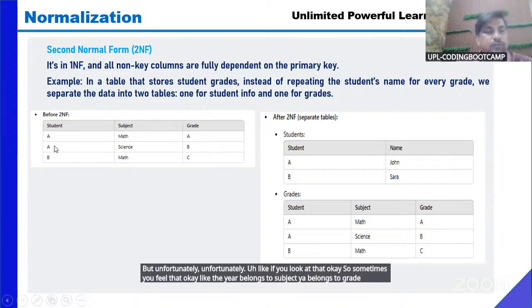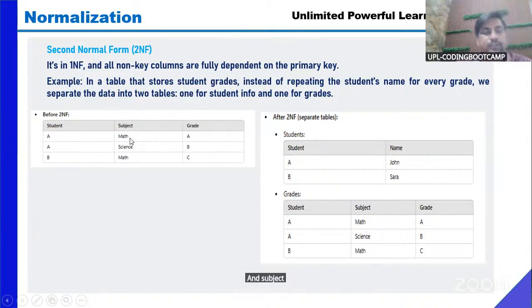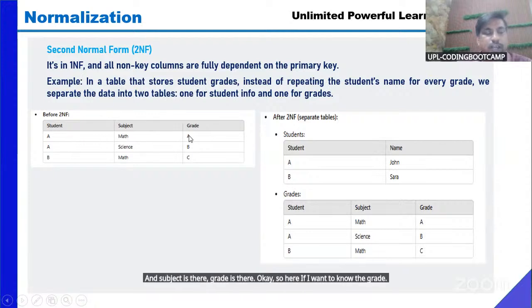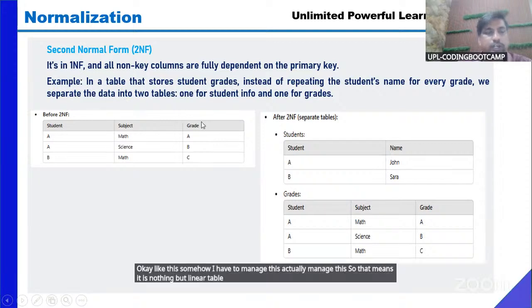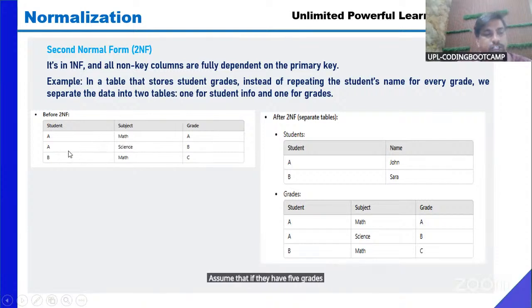That means if you ask a subject, for example, if A is a student and subject is there, grade is there. Here, if I want to know the grade, I should know the subject. If I want to know the subject, somehow I have to manage this. So it is nothing but a table that stores a student grade. Instead of repeating the student name for every grade, assume that if they have 5 grades, 5 times it is repeating.